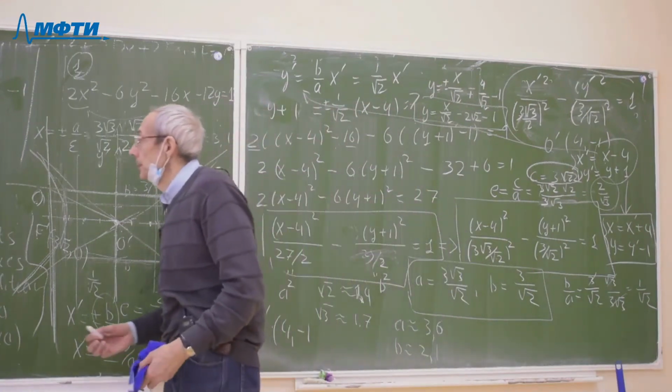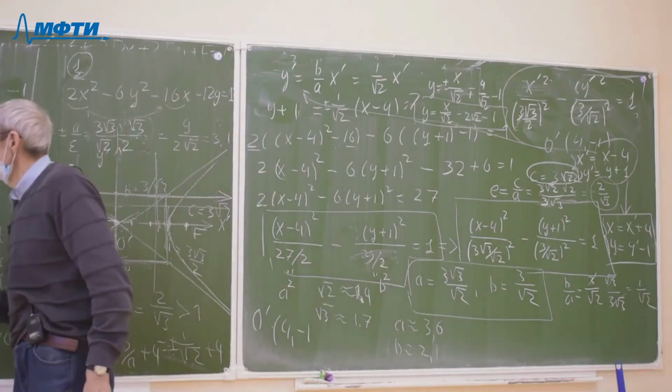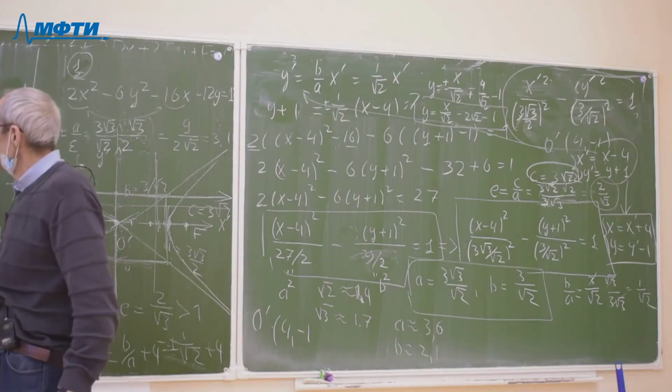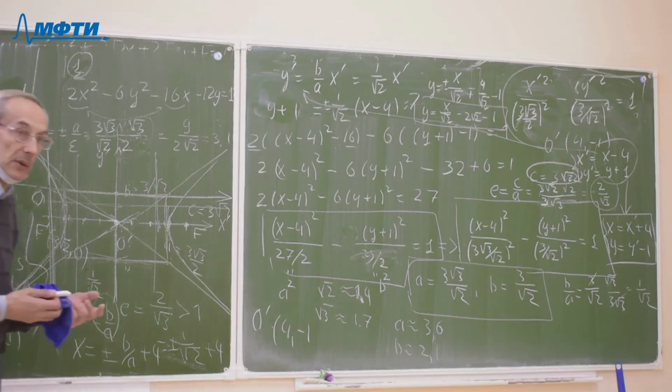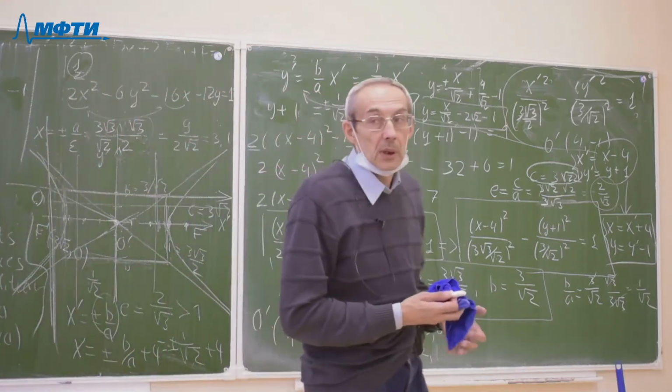The solution of this problem illustrated the general reasoning when we want to describe, to draw the curve which is defined by some arbitrary equation of the second order. We must transform this equation by shifting the coordinate system to some canonical equation. And for this canonical equation, it is easy to obtain the form of this curve, describe it and draw it.